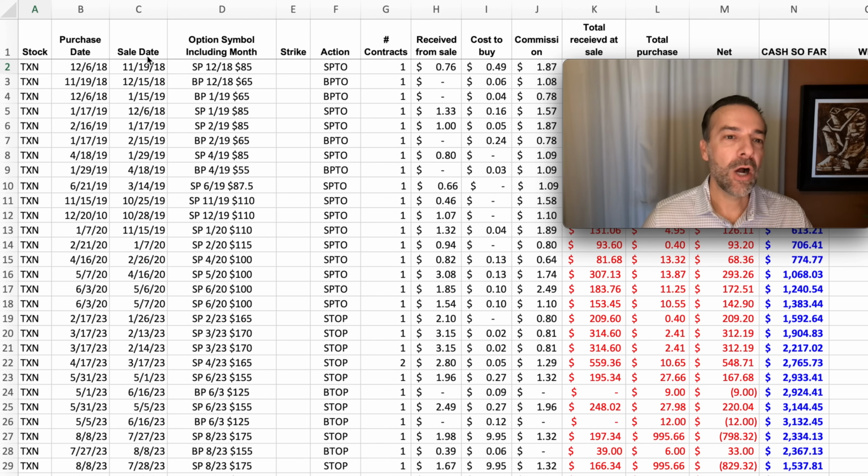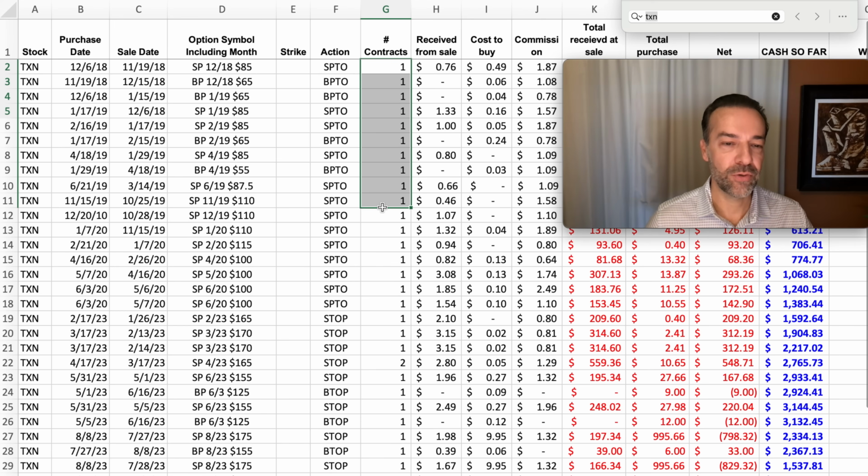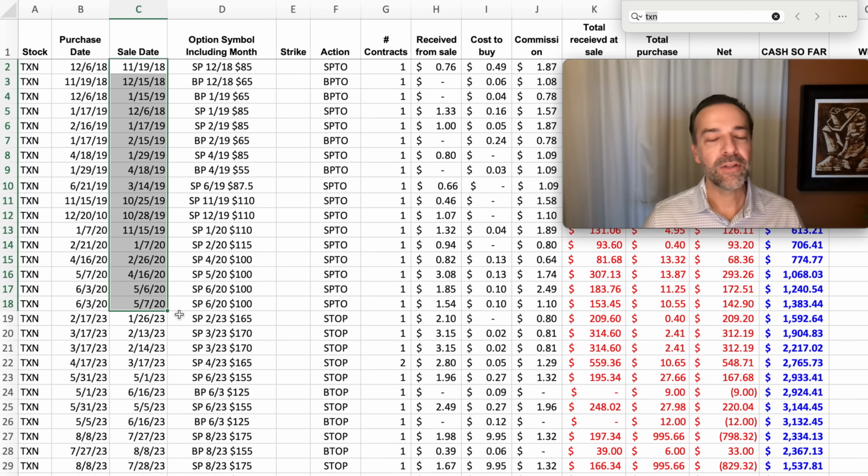So here you see our trades going all the way back to 2018. And we did multiple trades. They were all smaller trades because remember, I had a smaller account back then. They were mainly one contract size trades. And we did that from the end of 2018 to about the middle of 2020.